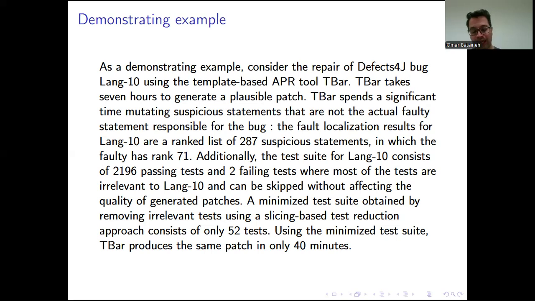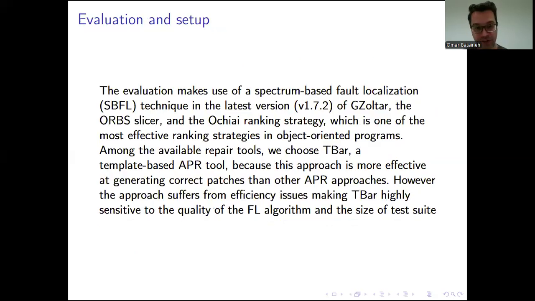When we analyze that bug, we find that there is a large number of passing tests associated with this bug that are irrelevant to that bug and can be easily eliminated without affecting the repair process. And we find that the rank of the actual faulty statement that is responsible for this bug is too low in the suspicious list. Again, this is because we apply that tool directly on the original large program, so we can reduce the program and then apply the APR tool. That's the goal of the paper and the slicing technique.